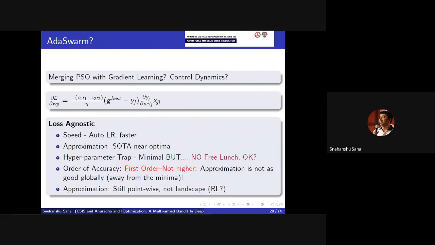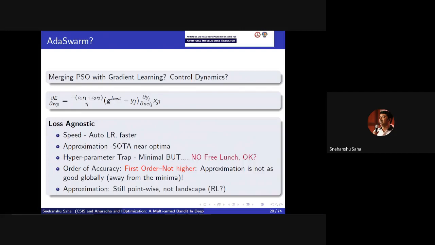So the control dynamics is roughly the following: if we are near the local minima, the swarm dynamics will help us converge. Away from the local minima, it's a simple gradient dynamics, whatever we do in gradient descent or stochastic gradient descent.